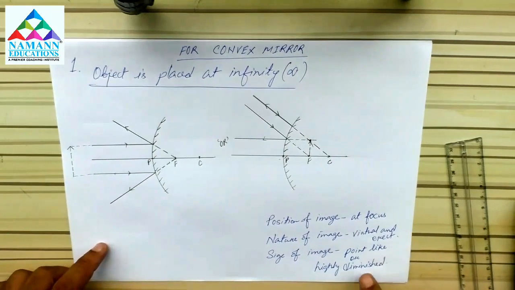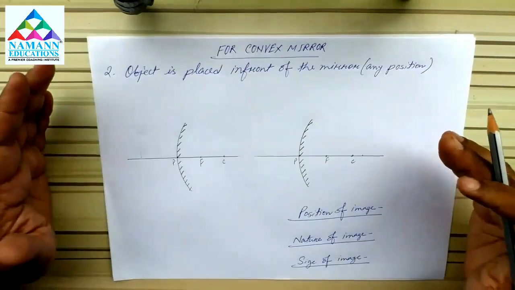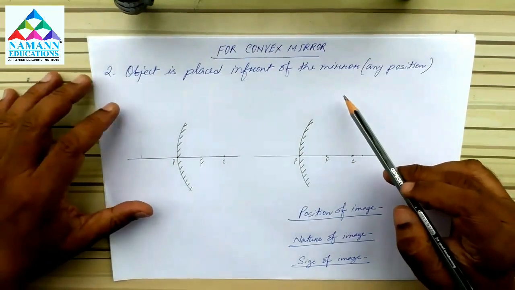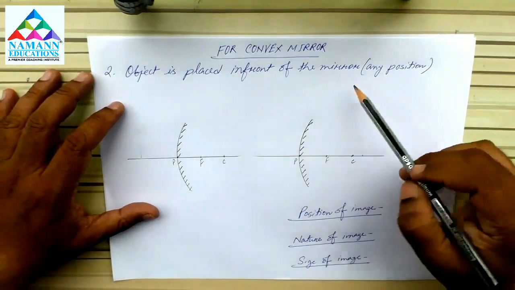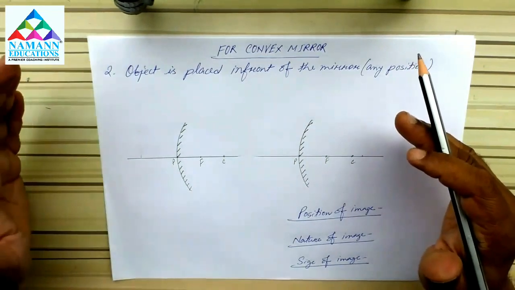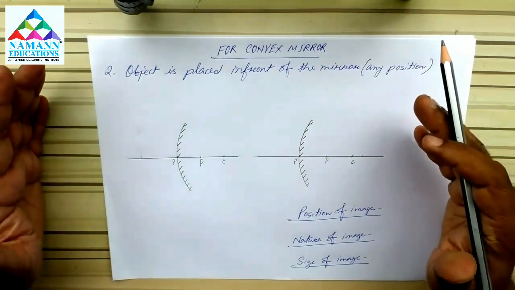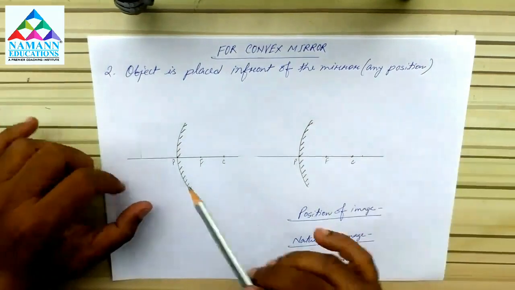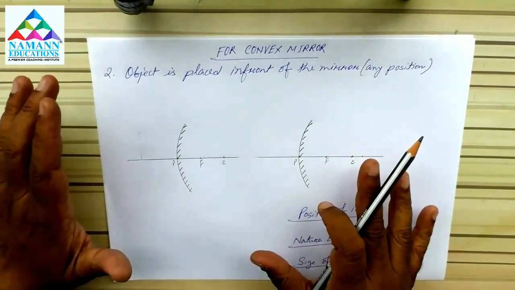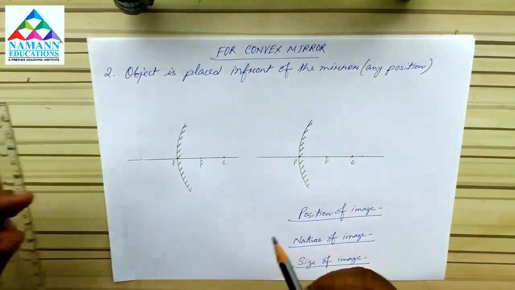Now in this video we will discuss ray diagram for convex mirror when object is placed in front of the mirror at any position. We have already discussed about first point, that is object is placed at infinity. Now object will be placed anywhere in between infinity and pole. I will show you two different diagrams, but whichever you feel convenient, you should draw that. So object is placed in front of the mirror.